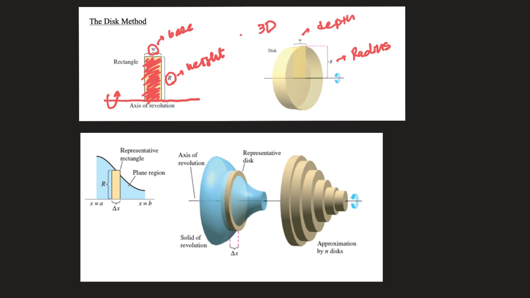Now, how can we find the volume of this disk? Do you remember the volume of a disk? The base is a circle, so pi r squared, times the depth or height, which is W. That's how to find the volume of this disk.